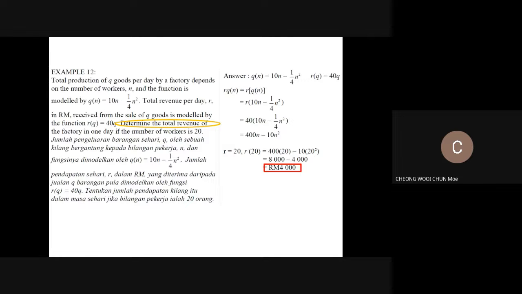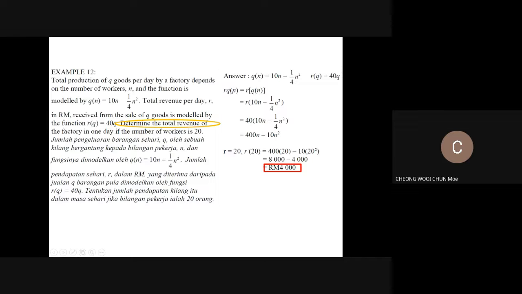Okay, so we look here. The Q(n) given is (10n minus 1) over 4n squared, so Q(n) equals (10n minus 1) over 4n squared. And then R(q) is equal to 40q. So R is the total revenue. Determine the total revenue.